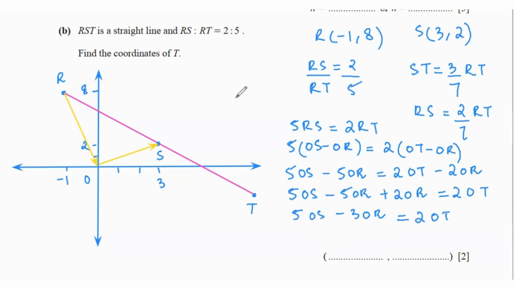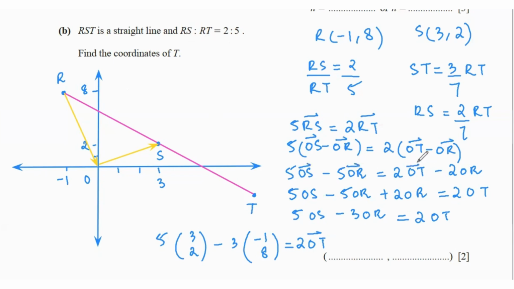Now OS has the coordinates of (3, 2). So 5 times (3, 2), and OR has the coordinates of (-1, 8), minus 3 times that, equals 2 times OT. Actually, I'm going to make the arrow over here so that you don't get confused. So now it shows that it's 2 and 5.